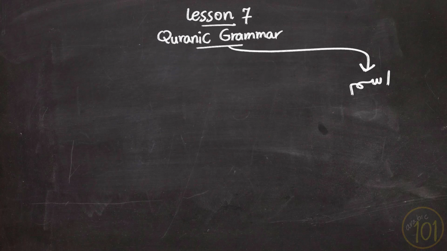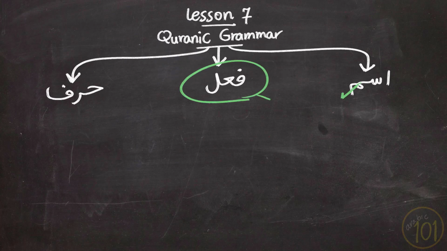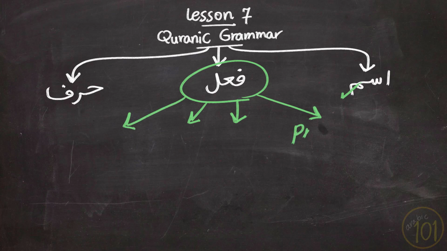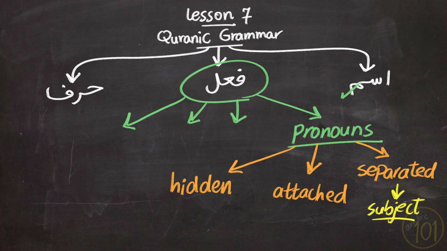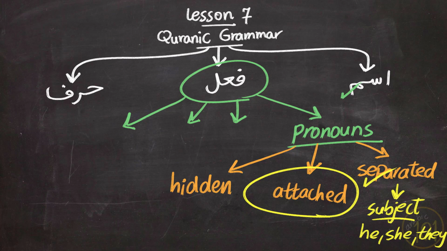Last time we started our journey with Arabic verbs, and we started with the first topic related to it, which is the Arabic pronouns. We learned that there are three types of pronouns: separated pronouns, attached pronouns, and hidden pronouns. And we learned that the separated pronouns in Arabic are the subject pronouns in English. So they're like he, she, they, we, and so on. And today's topic will be mainly about attached pronouns, what they mean, and how we can use them.